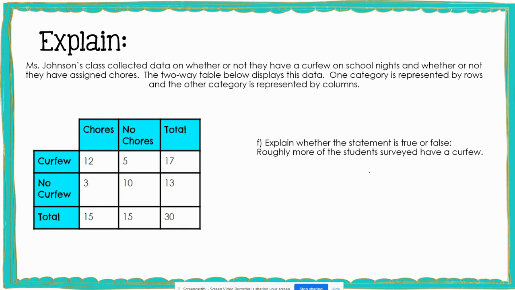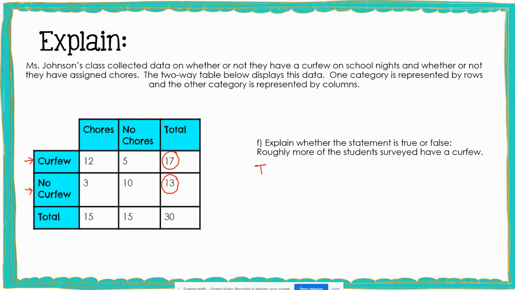F says explain whether the statement is true or false. Roughly more of the students surveyed have a curfew. Well, let's look at the difference between curfew and no curfew. I know that there are 17 students who have a curfew and 13 students who do not have a curfew. The problem says roughly, which means approximately, more of the students surveyed have a curfew.